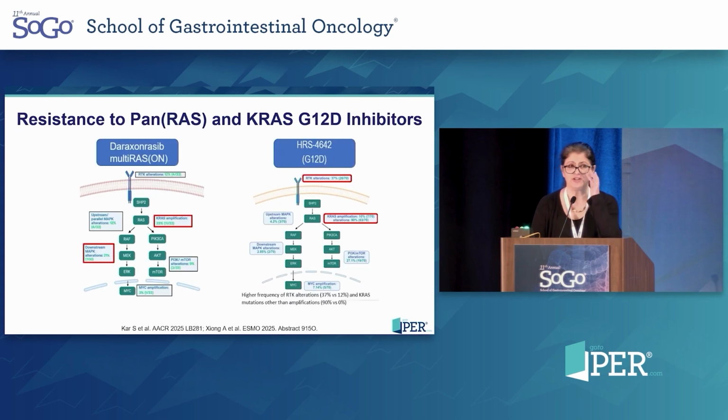Resistance occurs as we have seen mechanisms of resistance to G12C inhibitors. Similar mechanisms occur to pan-RAS inhibitors as well as G12D inhibitors, and most of them are KRAS alterations. New mutations occur, but in addition to new KRAS alterations, we also see 37% of the time upregulation of receptor tyrosine kinases, for instance. We see KRAS amplifications, PI3 kinase or MAP kinase alterations, but those are slightly less frequent than new KRAS pathway alterations.